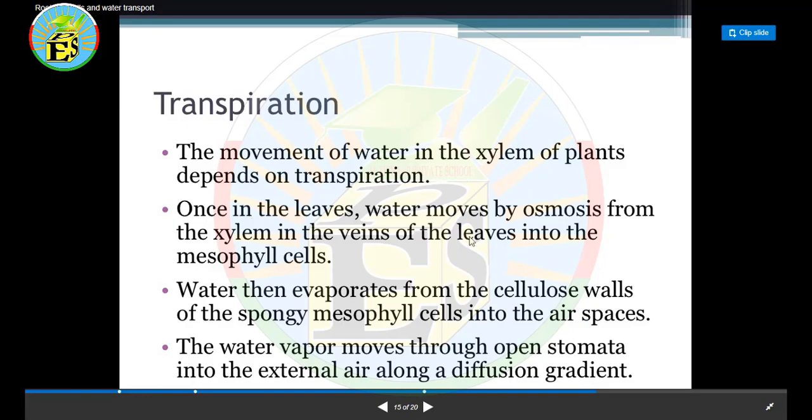Once in the leaves, water moves by osmosis from the xylem in the veins of the leaves into the mesophyll cells. Then water will evaporate from the cellulose wall of the spongy mesophyll cells into the air spaces. The water vapor moves through open stomata into the external air along a diffusion gradient.